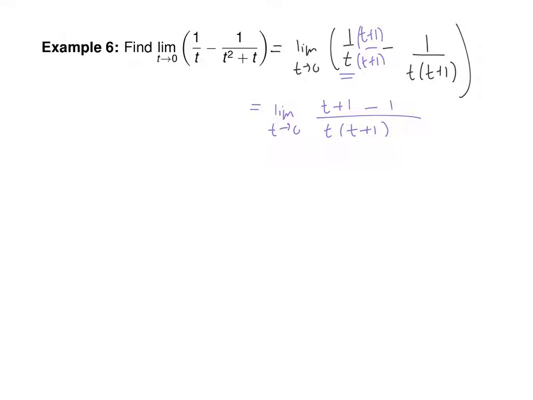Yeah. Okay. So the ones cancel, giving us t over t times t plus 1, right? And then what cancels next? T's. And then can you plug in 0? Yep, and you get what? You get 1.